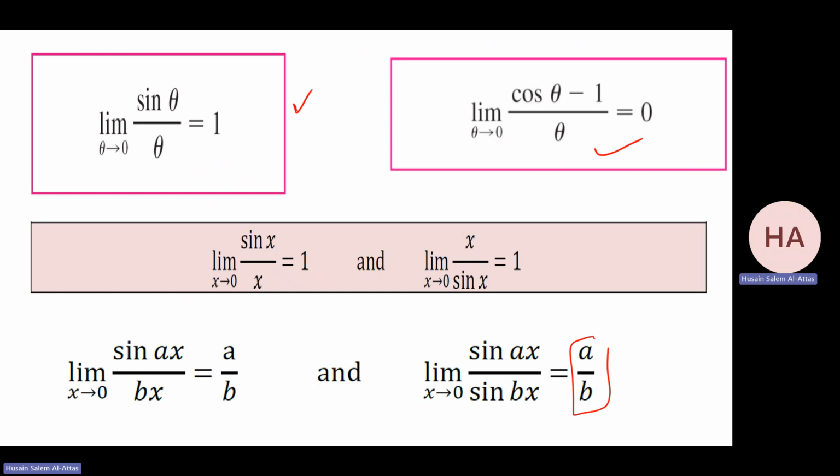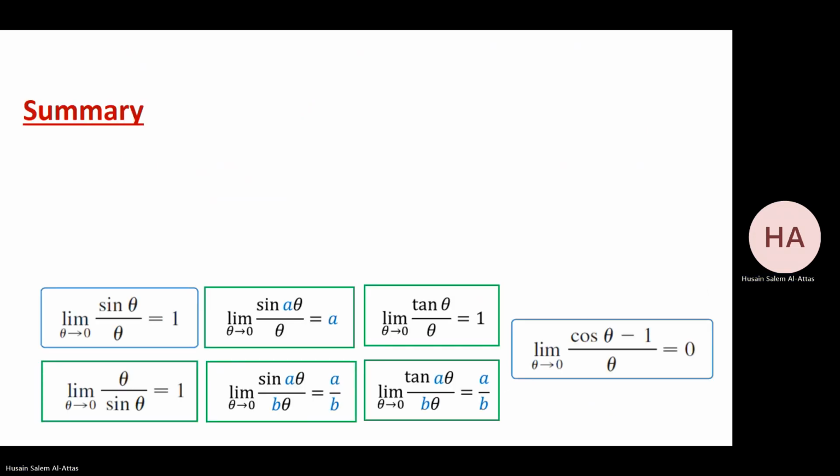The same thing with tan. Sine and tan will be the same. You can do the same thing for tan. Tan ax over bx, it will be a over b.